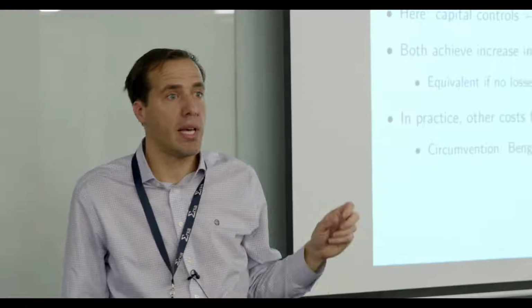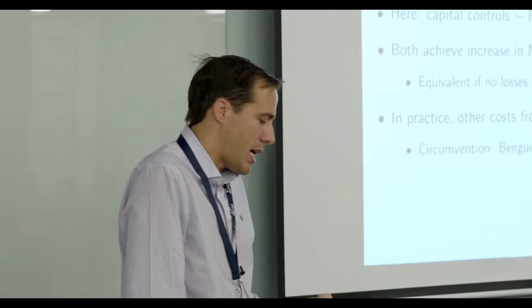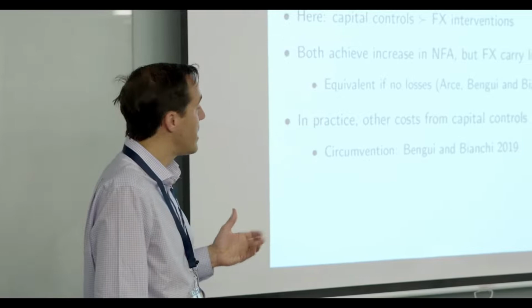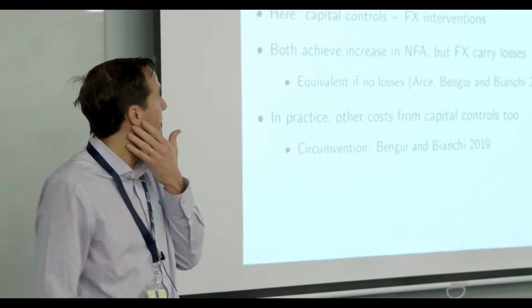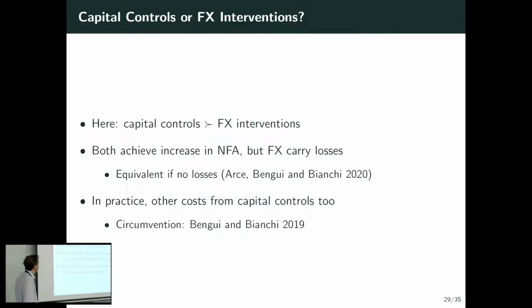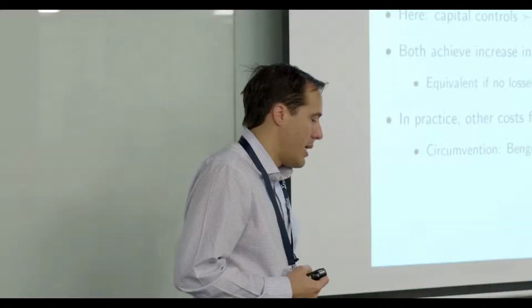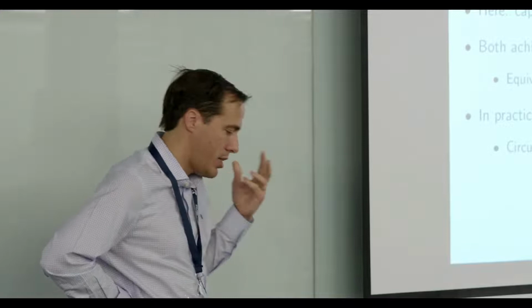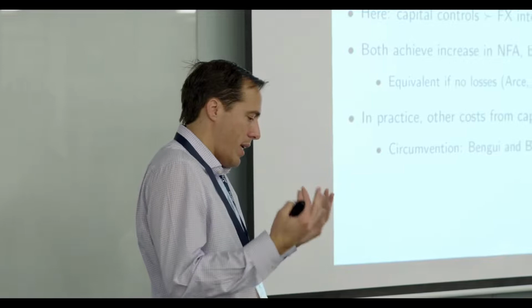With capital controls, you could manipulate how much households borrow without imposing any other costs. But once you do foreign currency reserves, there's some cost because households end up borrowing at a higher interest rate. And that's why capital controls dominate FX interventions in a setup like this. Now, of course, capital controls may have other costs from circumvention, and when you have those costs, it becomes less clear which of the two is more desirable. But in general, capital controls and foreign currency interventions are substitutes when the idea is to increase the net foreign asset position in the future.